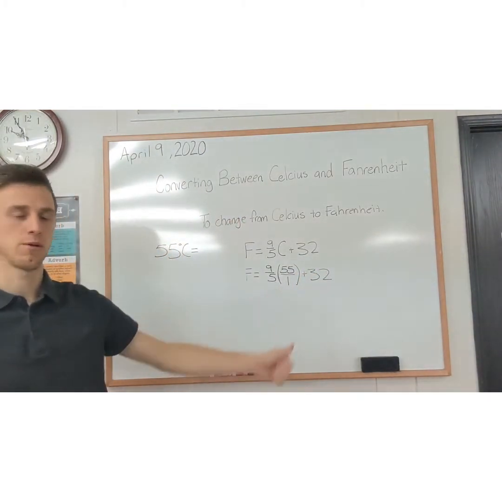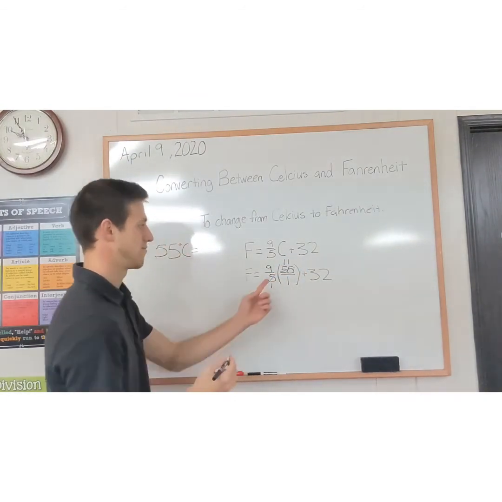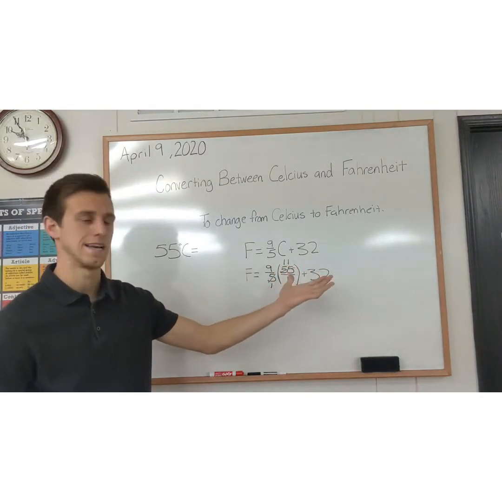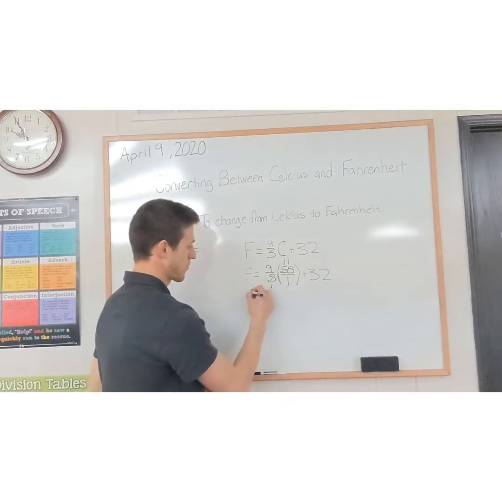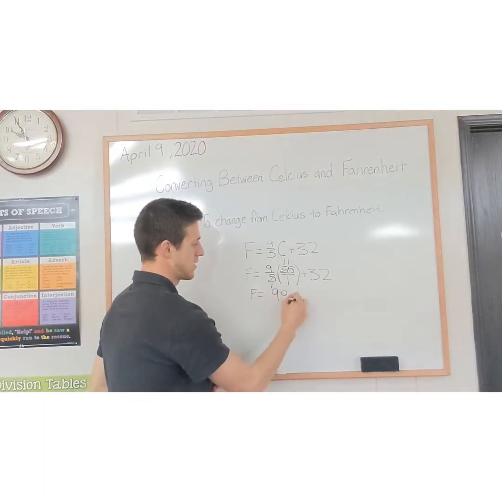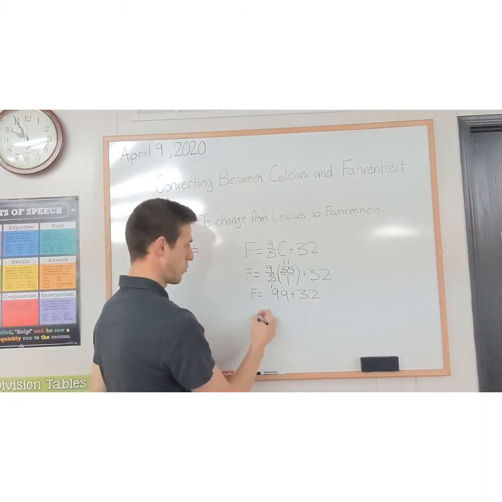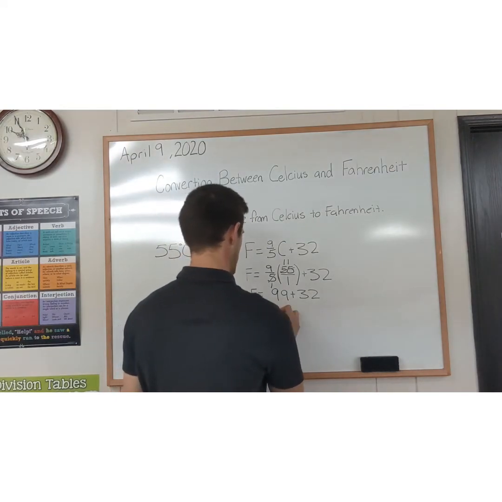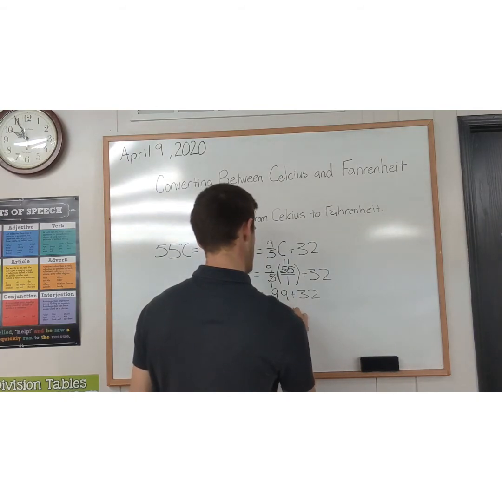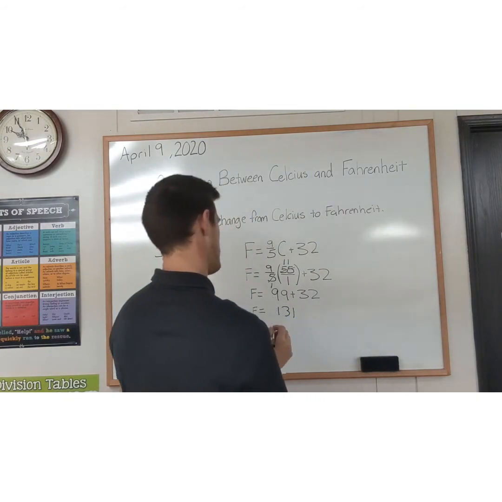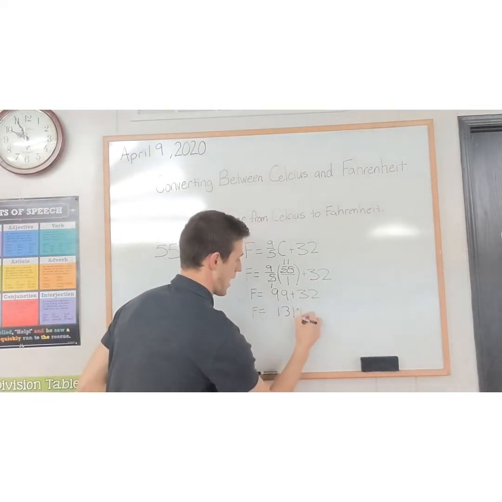Now we can cancel out where we can, which would make this a 1 and this an 11. So we have 9 times 11, which would be 99 over 1, which would be our whole number 99. So we have our Fahrenheit equals 99 plus 32. This is all we have left, so all we have to do is add those together. We come up with Fahrenheit equals 131 degrees Fahrenheit for that.